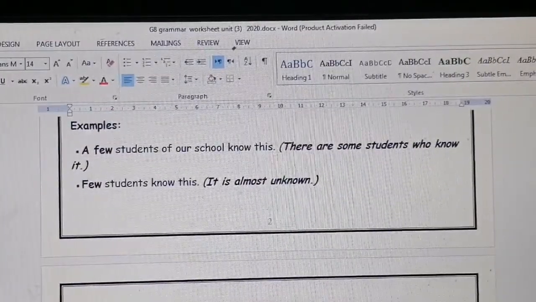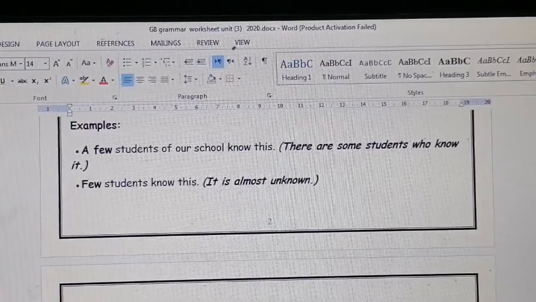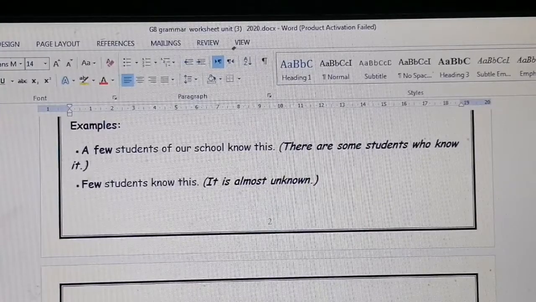A few students of our school know this. Look at me. A few students of our school know this. There are some students who know it. We have some students who know about this issue, okay? A few, what does it mean? We said it gives the positive meaning that we have a number of students, okay? But not all of them, not all of them.